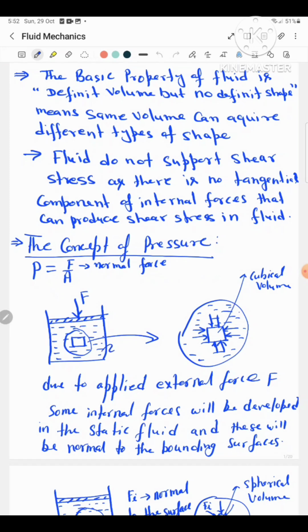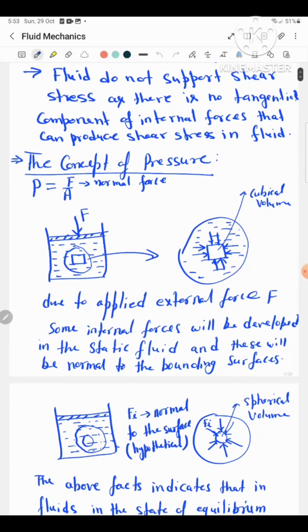Suppose there is a container filled with a liquid and a piston is kept on the surface of the liquid and an external force is applied on this. So due to this external force, some internal forces will be developed in the static fluid and these will be normal to the boundary surfaces.